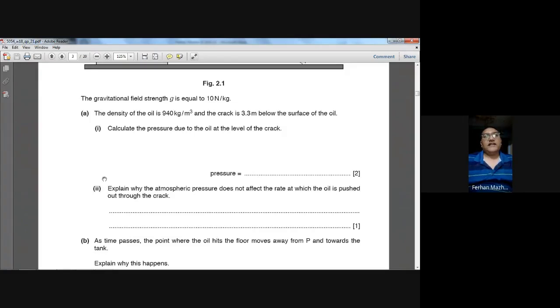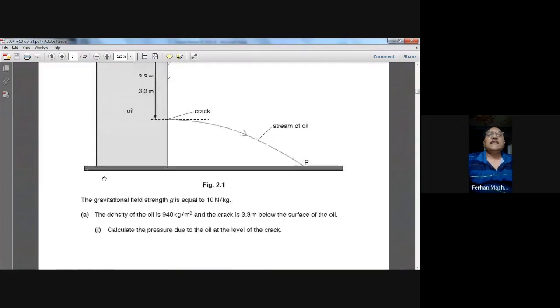Question number 2, part A. The density of the oil is 490 kg per meter cube and the crack is 3.3 meter below the surface of the oil. Calculate the pressure due to the oil at the level of the crack. You know, oil is liquid.